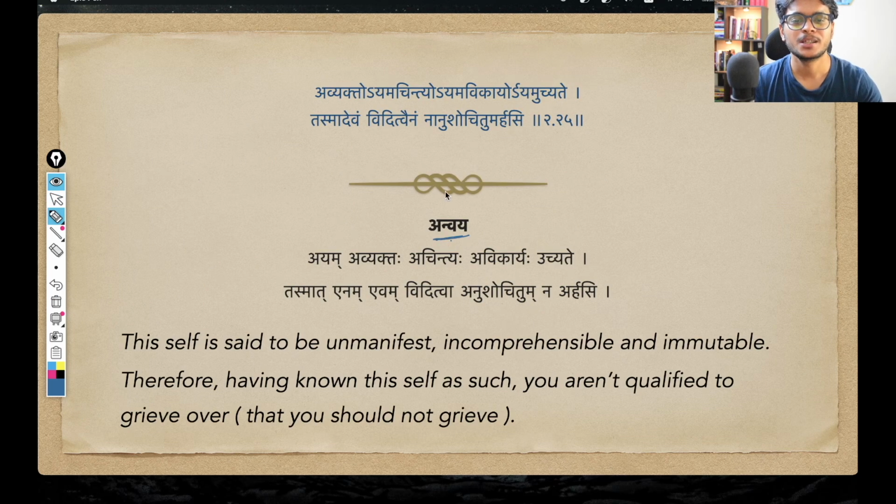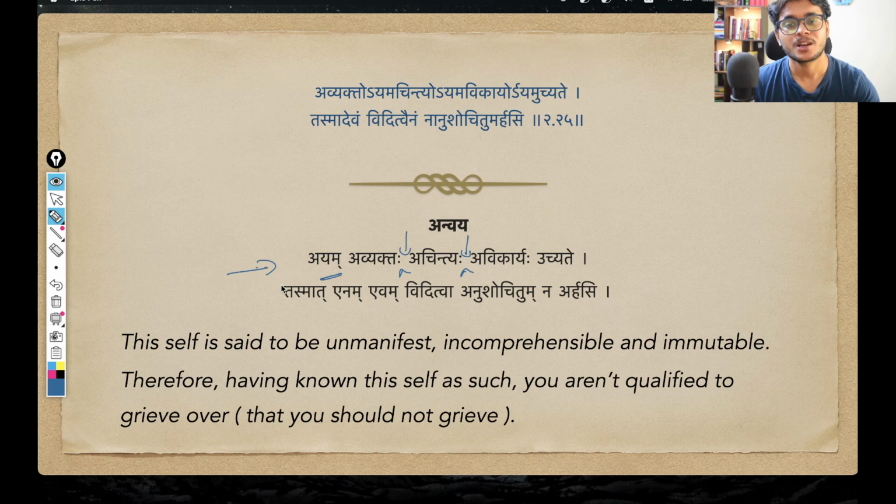But now let us see the anvay along with the translation, the anuvada. In the first line, you will find this "I am" thrice. This "I am" is just representing the same thing, this self. They are repeating that I am avyakta, this self is unmanifest; I am achintya, this self is incomprehensible. So Krishna has just repeated the use of this sarvanama. I've missed this out in the anvaya, but consider that here and here also you have this same "I am".